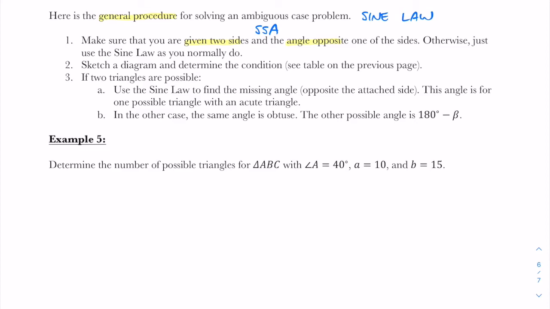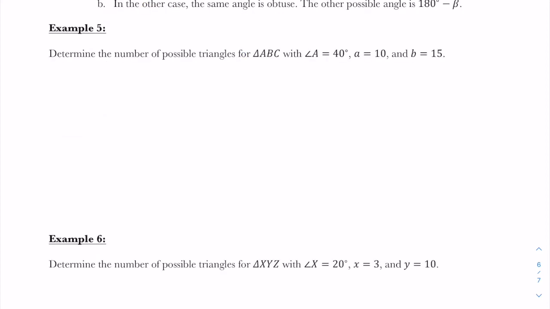Let me demonstrate. In example 5, we're asked to determine the number of possible triangles, so not solve them, just determine how many possible triangles there are in triangle ABC, where we're given angle A, which is 40 degrees, side a, which is 10, and side b, which is 15. So first of all, notice that we're given two sides and an angle. So this would be the SSA condition, which is what you have to worry about when it comes to the ambiguous case. Let's sketch a picture.